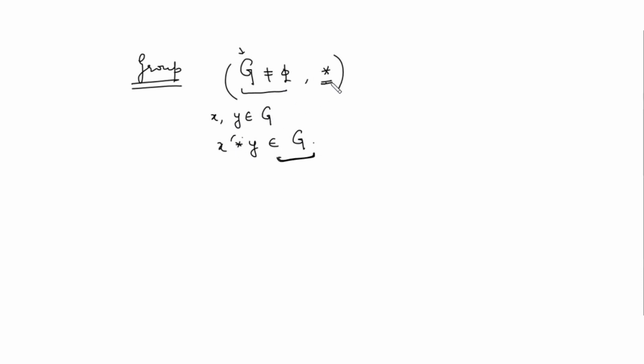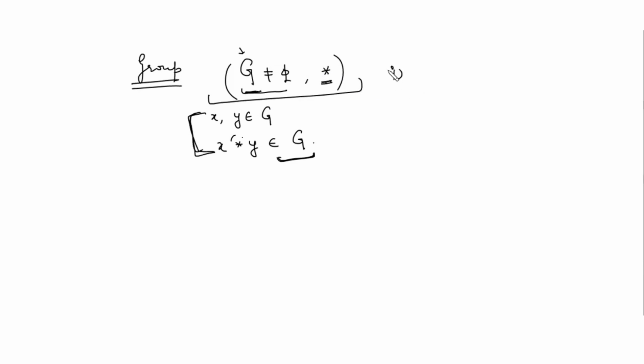So that means this star is defined on G, right? So we consider a non-empty set together with a star which is defined on the elements of G, meaning this thing holds, right? Now if this set G with respect to this operation star satisfies some properties, then that set is said to be a group. Now what are these properties?